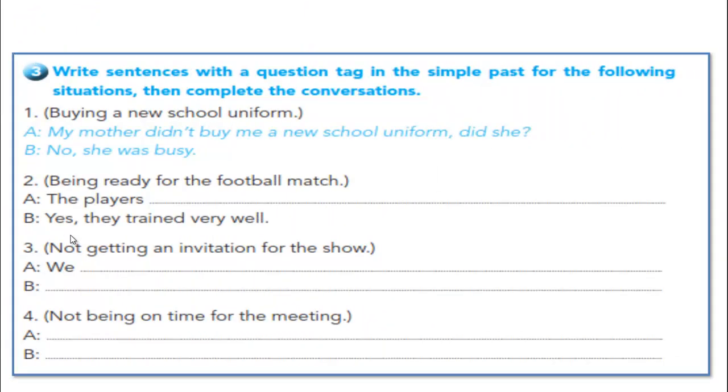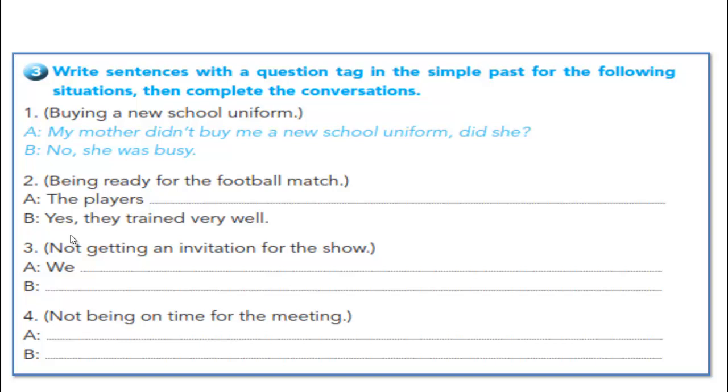You have to write sentences with a question tag in the simple past for the following situations, then complete the conversation. The first one, we speak about buying a new school uniform. Let's do this one. My mother didn't buy me a new school uniform, did she? Because we have didn't. My mother didn't, so becomes did she? No, she was busy.